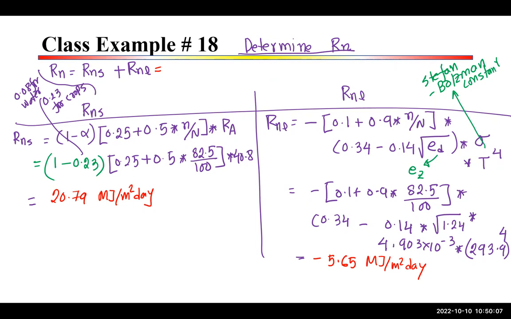Can I have just 1 extra minute so that I can complete that? So that RNS and RNL will be 5.65, equals to, what is that? 15 point something? What number did you get for RN? 15.13. Okay.